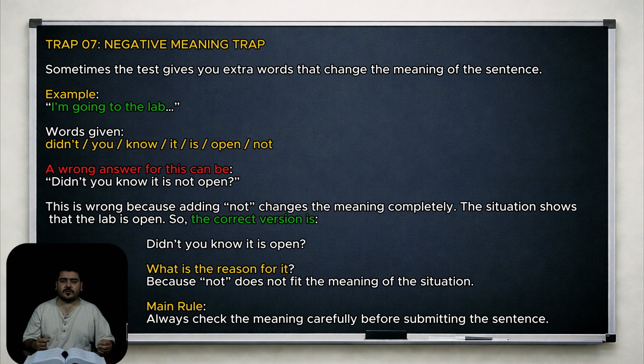This is wrong because adding "not" changes the meaning completely. The situation shows that the lab is open. So the correct version is, "Didn't you know it is open?" Because "not" does not fit the meaning of the situation. The main rule again: always check the meaning carefully before submitting the sentence.